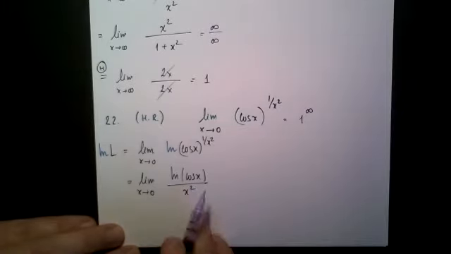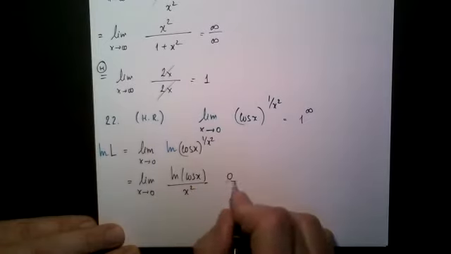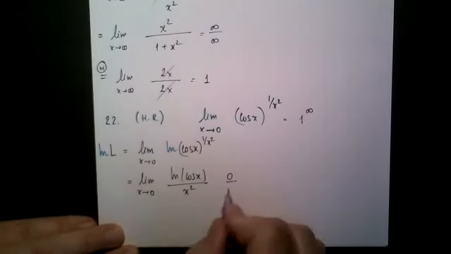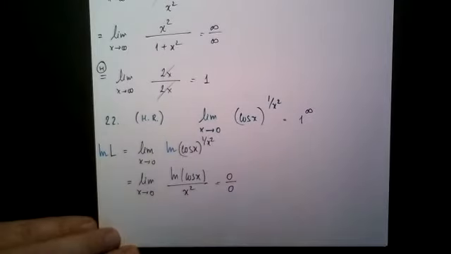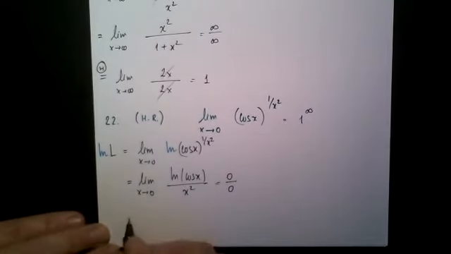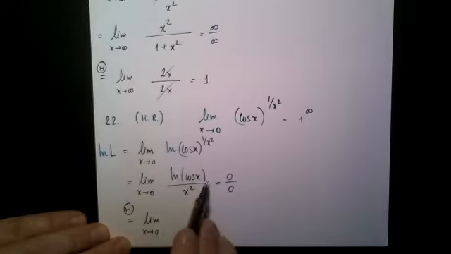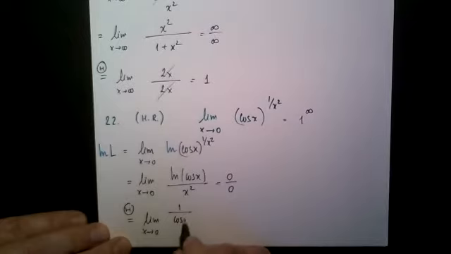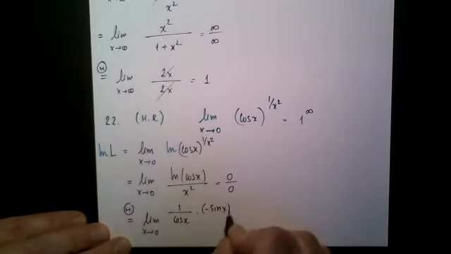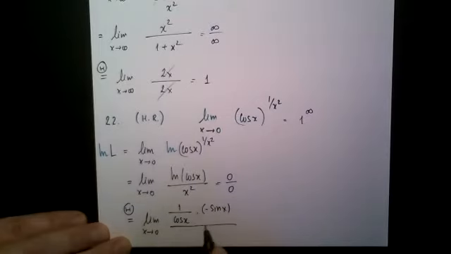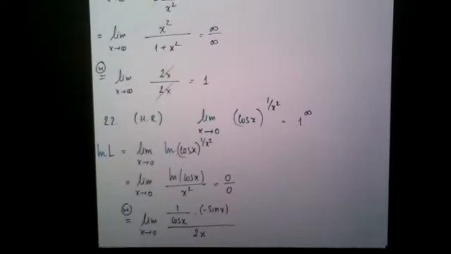If you plug in 0 here, cos of 0 is 1, ln of 1 is 0, and on the bottom 0 squared is 0. I could use L'Hôpital's rule. Using L'Hôpital, the limit as x approaches 0, and now I do the derivative of the top, same rule. So 1 over the cosine of x times the derivative of cosine, which is negative sine, and divided by 2x.